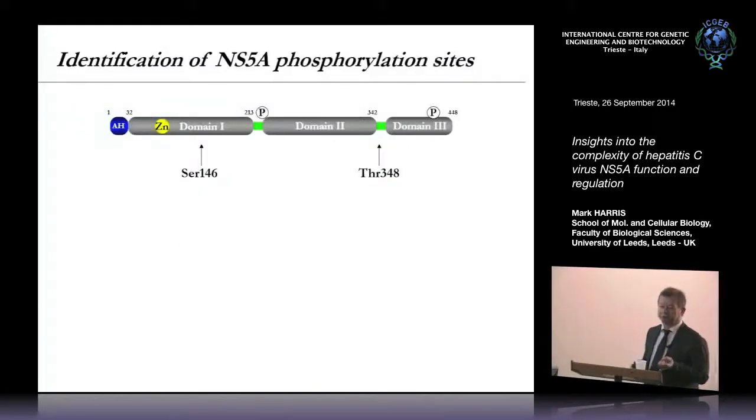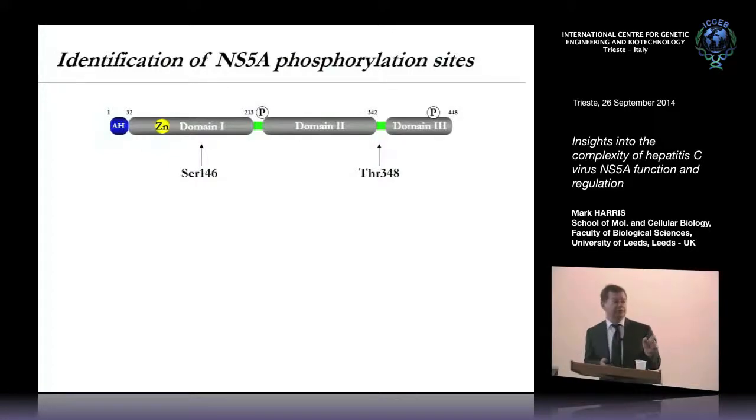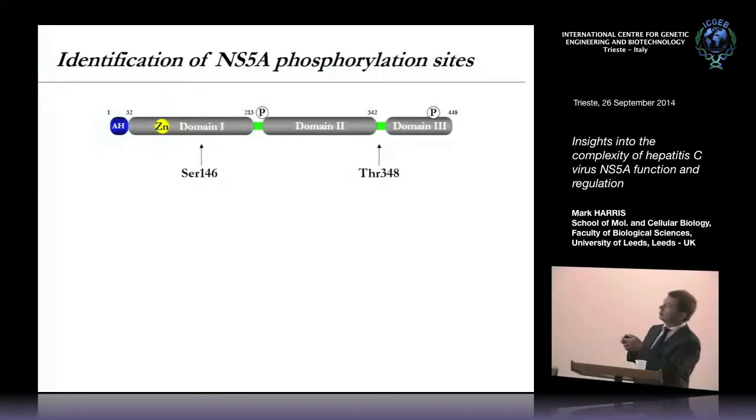Well, first of all, he found two novel phosphorylation sites that hadn't been identified before. One of these is threonine 346, which turns out to be right in the middle of that polyproline motif, in fact in the low complexity sequence here. I'm not going to talk about that anymore because it doesn't have a phenotype. We can see no phenotype of that at all. He then identified a phosphorylation site in the middle of domain 1, and this is serine 146, and we'll come back to that in a minute.